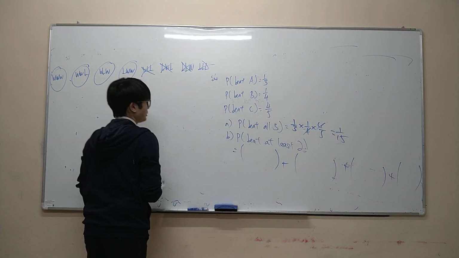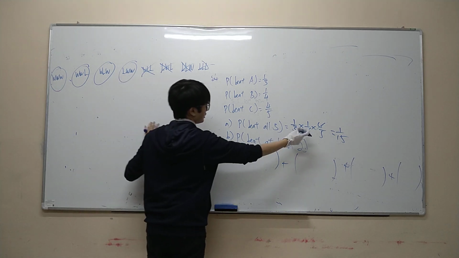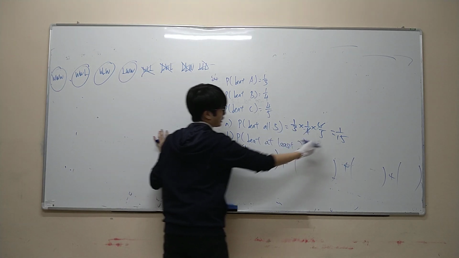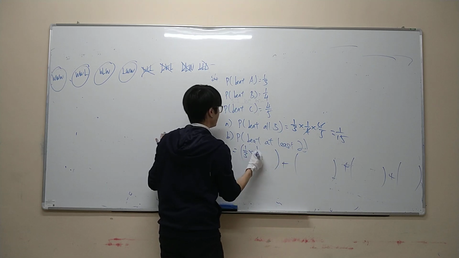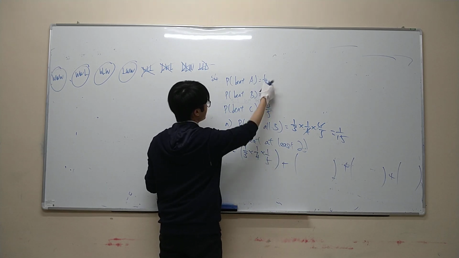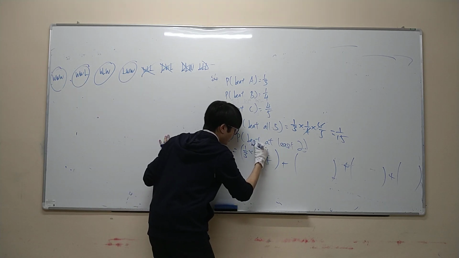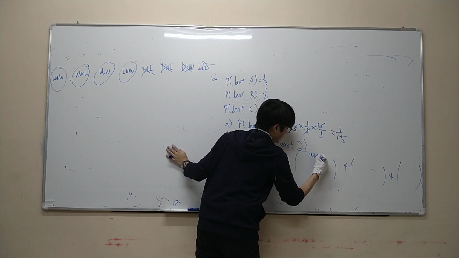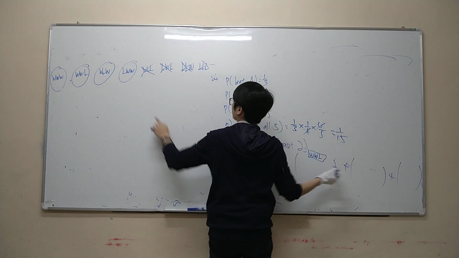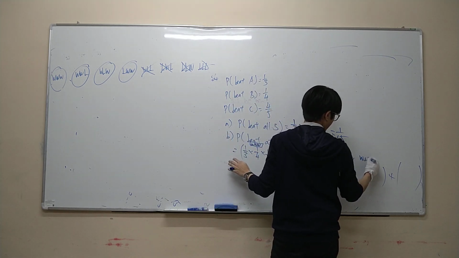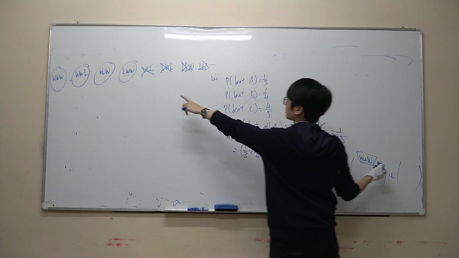Okay, probability of win, win, win: 1/3 times 1/4 times 4/5, which is 1/15. Okay, what about win, win, lose? This one is for win, win, lose, this one is for win, lose, win, and this one is for lose, win, win.